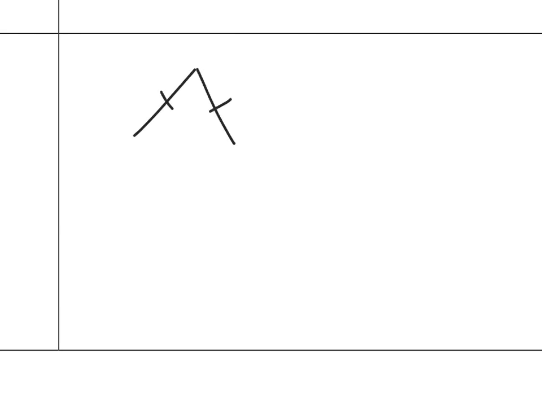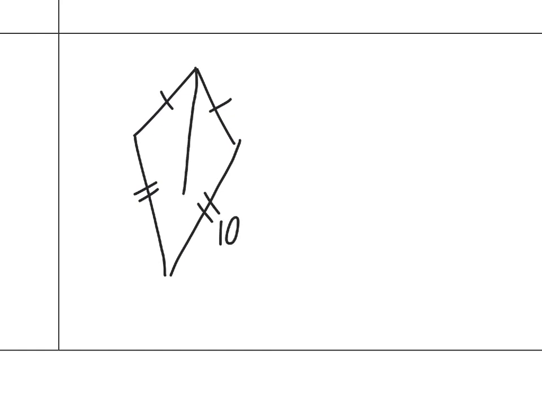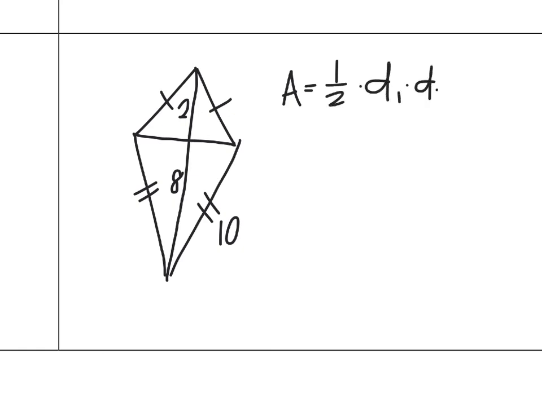All right, the example kite that I'm going to draw over here, I'll sketch in my kite with two congruent sides, and I'm going to give this side as 10. I'm going to draw one of the diagonals, say this is 8, and this up here is 2. So my formula is 1/2 times diagonal 1 times diagonal 2. I actually have one of my diagonals. Diagonal 1, we could say, is this entire length, 8 plus 2. So I know that's 10.